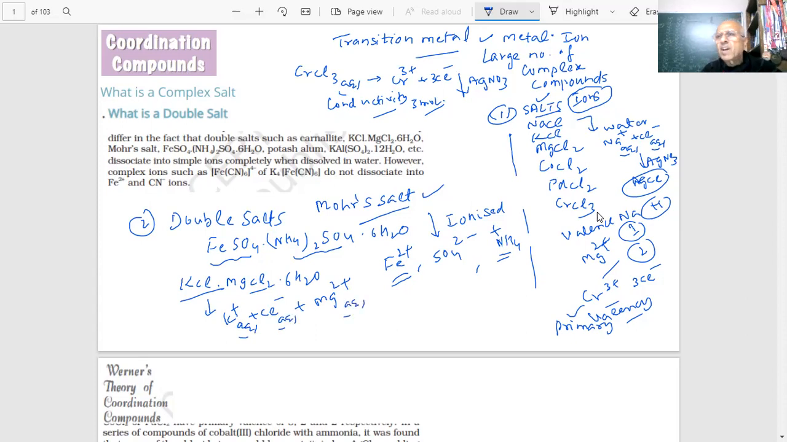How many cations are there? One or two? How many cations do you see here? Two. This is a different cation, and this is a different cation. These are double salts.